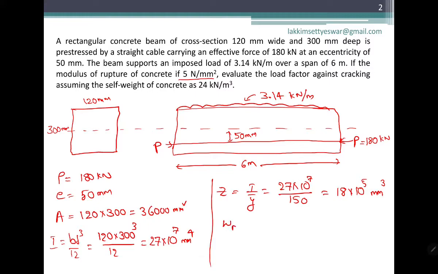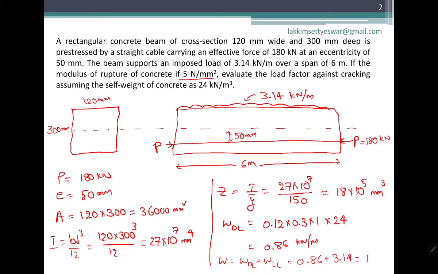Self weight is equal to volume into density. Cross sectional area into length is the volume, into density 24. This value is 0.86 kN per meter. Total weight is equal to dead load plus live load. So dead load is 0.86 plus live load 3.14, that is equal to 4 kN per meter.